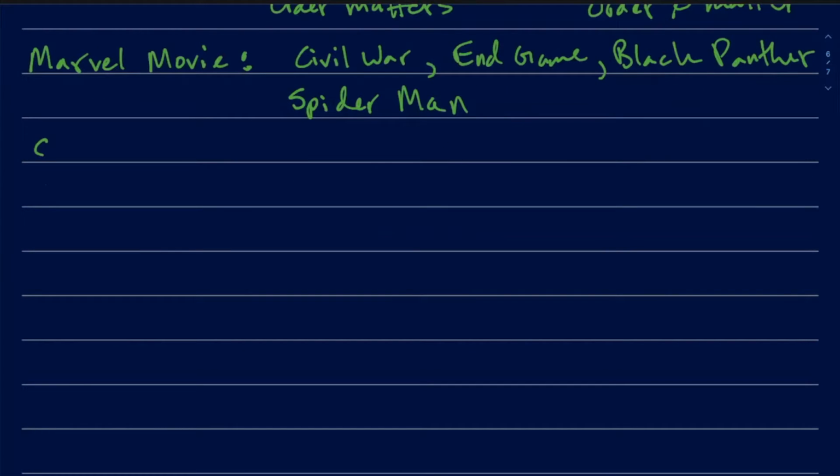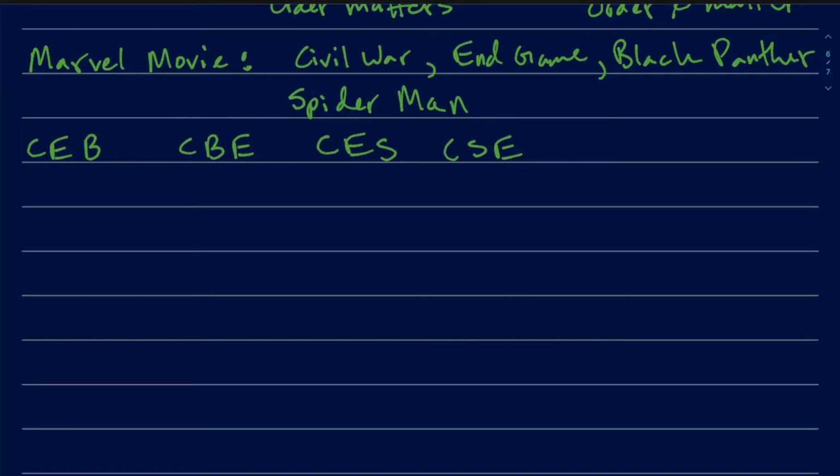Basically, you could watch Civil War first, then Endgame, and then Black Panther. Or you could watch Civil War, then Black Panther, then Endgame. Or Civil War, then Endgame, then Spider-Man. I'm going to rewrite these real quick, it's easier if I do it this way. So Civil War, Endgame, Black Panther. Civil War, Black Panther, Endgame. Civil War, Endgame, Spider-Man. Then Civil War, Spider-Man, Endgame.